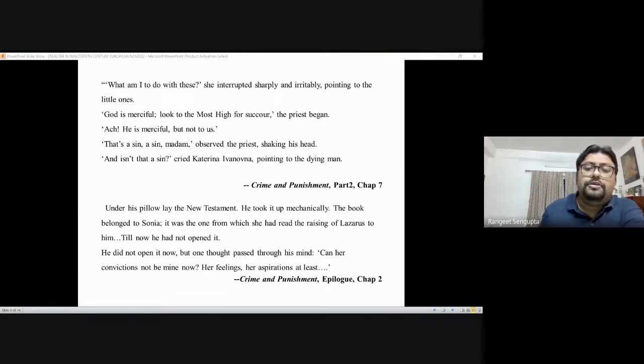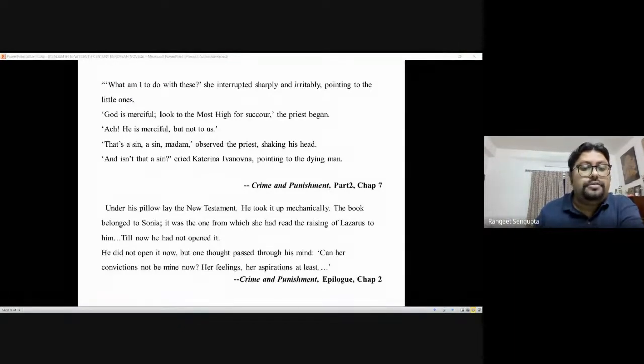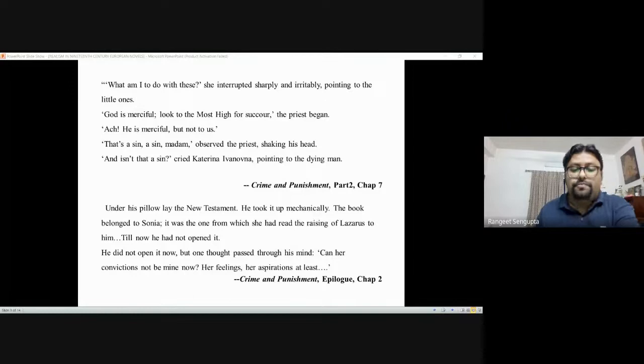"Under his pillow lay the New Testament. He took it up mechanically. The book belonged to Sonia. It was the one from which she had read the raising of Lazarus to him. Till now, he had not opened it." He didn't open it now, but one thought passed through his mind. Can her convictions not be mine now? Her feelings, her aspirations, at least?